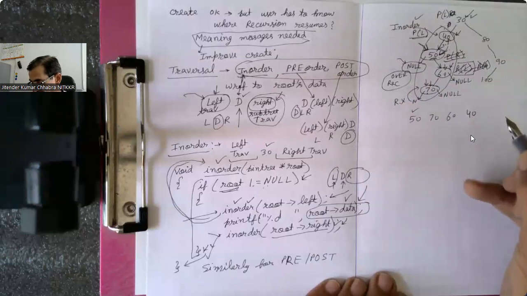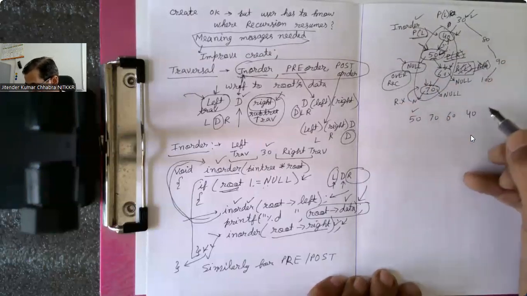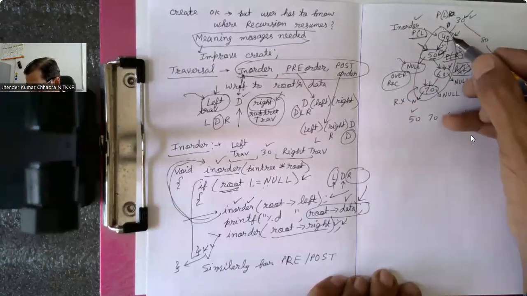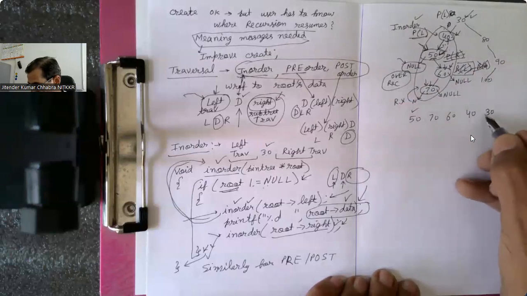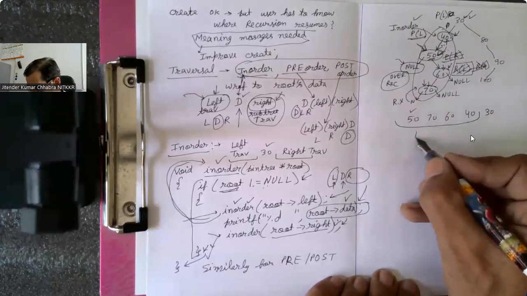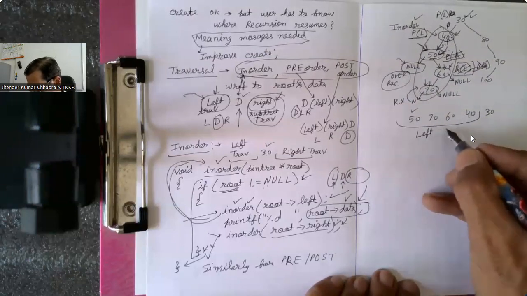Now 40 comes. After this, 40's right side. Again, there is nothing on the right. So 40 will be over. You go back to 30. So now this is your left side's inorder.